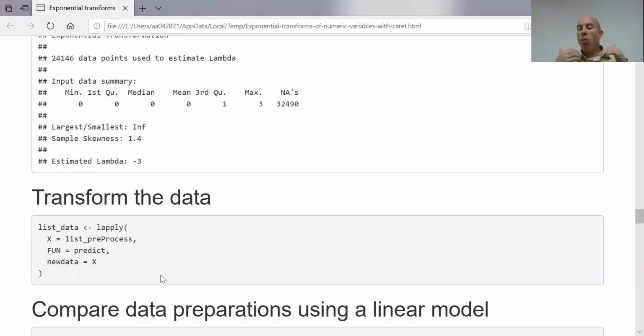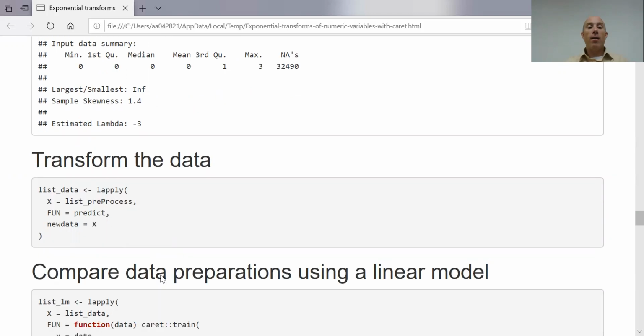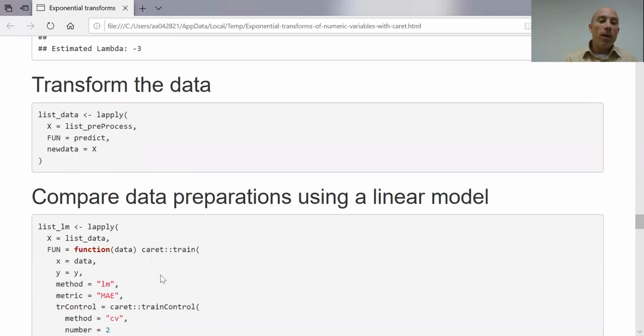Now, so far what we've done is we've built functions that will transform the data. We have not actually transformed any data as of yet. So let's go ahead and transform it. What I'm going to do is use the predict function. I'm going to run predict on the function that I built, and I'm going to set new data equal to my predictor data set. And that's going to generate the new processed data set for me.